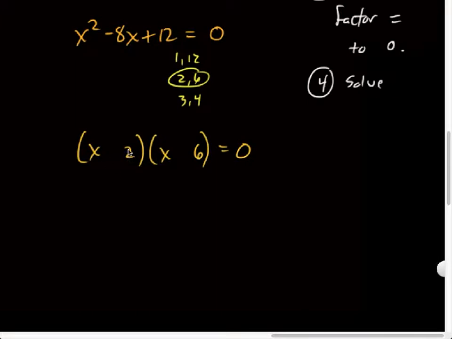Anyone know what their signs are going to be? They're going to be both negative. The 6 would be positive, they're the same because they multiply to be positive, and they add to be negative. So minus and minus. And now the benefit of having factored this shows itself, because I've got two things that multiply to be 0.